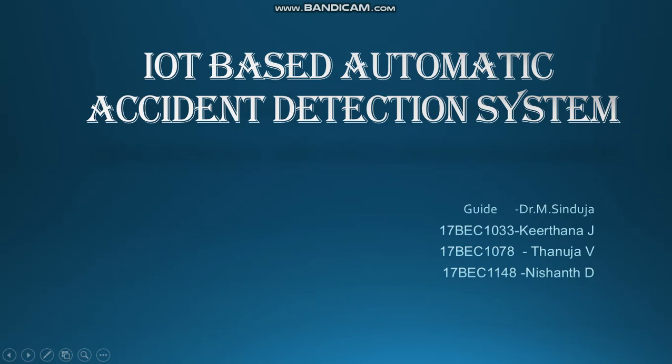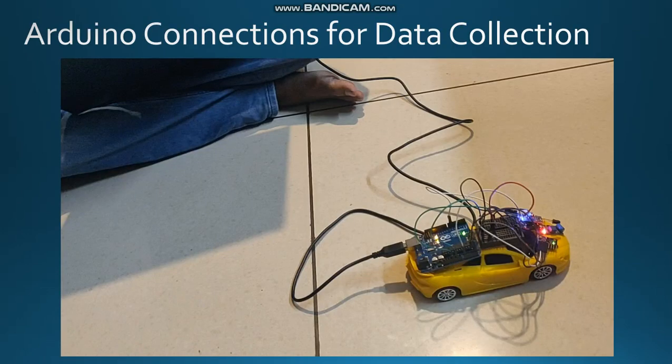So, hello everybody. Our project title is IoT based automatic accident detection system. You know that millions of people die in road accidents and victims' life can be saved if rescued timely. The main objective of our project is that our system reports accidents and also tells us what type of accident it is, like if it is a collision or a rollover.